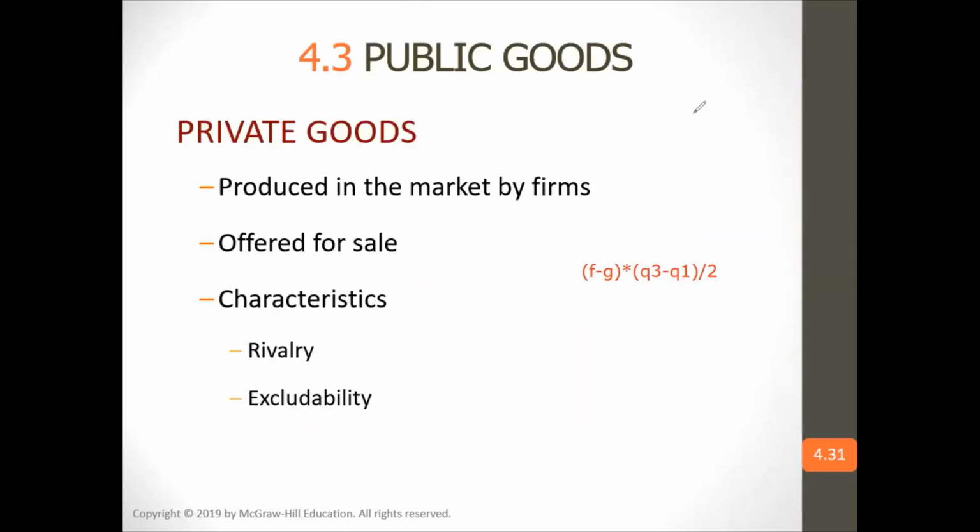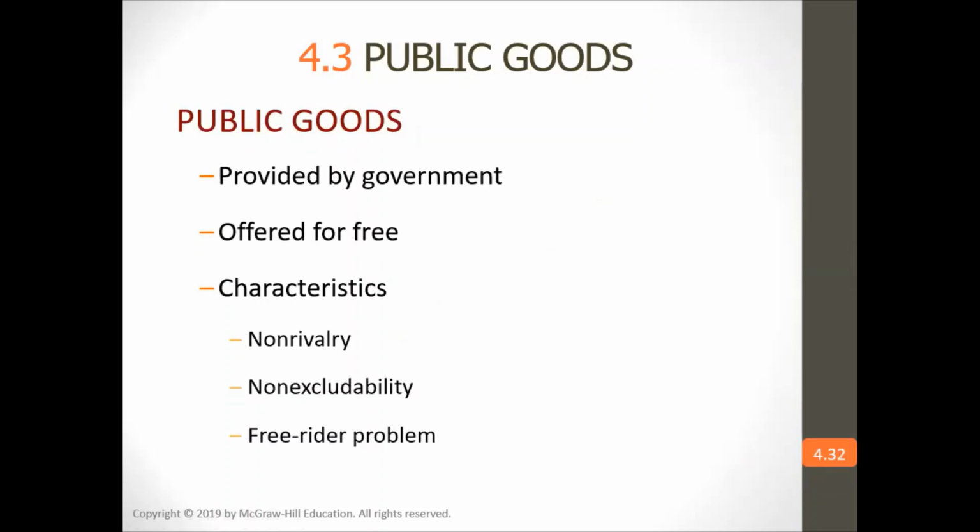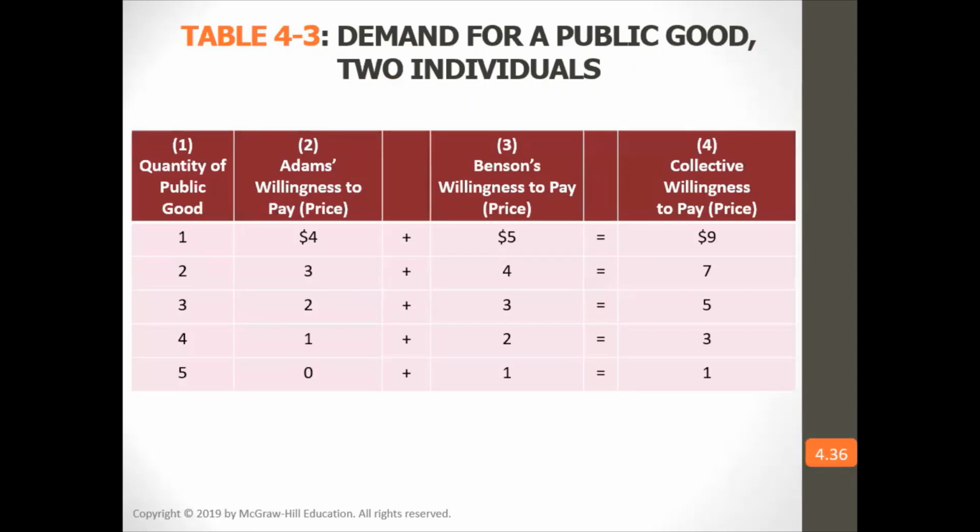So private goods are offered by companies and they're rival and excludable. Public goods are provided by the government and they're offered for free. They're non-rival, non-excludable, and they have the free rider problem. Since they're non-rival and non-excludable, even people who don't pay taxes benefit from them. Like if you don't pay taxes, you still benefit from sidewalks, and that's financed by taxpayers. Also, if you don't pay taxes, you still benefit from national defense. All of that is paid for by taxpayers, and even if you don't pay taxes, you still benefit from it. Here, collective willingness to pay is when you add up all the individual willingness to pay.